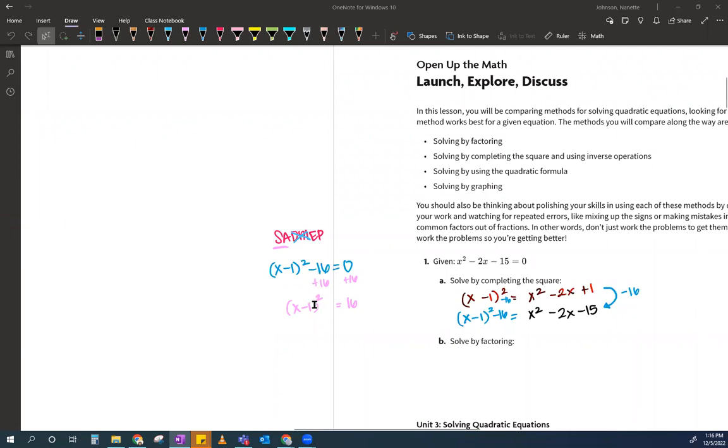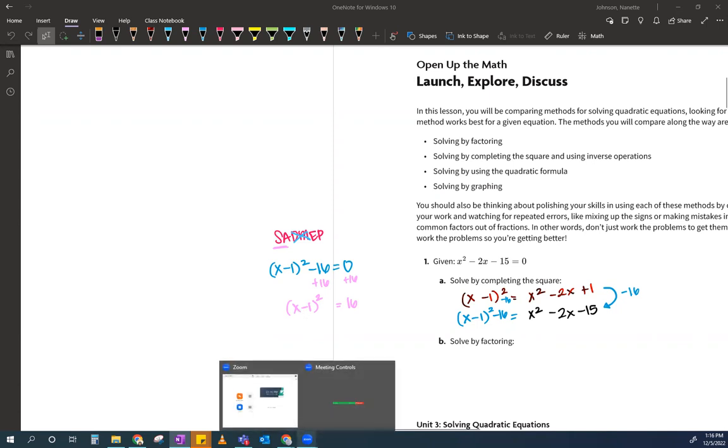Yeah, I see a squared. Very good. How do we get rid of that squared? Anybody remember that? Yeah, by doing a square root. Very good. Okay, so I'm going to do a square root like this. Who remembers what I tell you not to forget? So the squared and the square root, they undo each other, leaving x minus 1 equals the square root of 16.